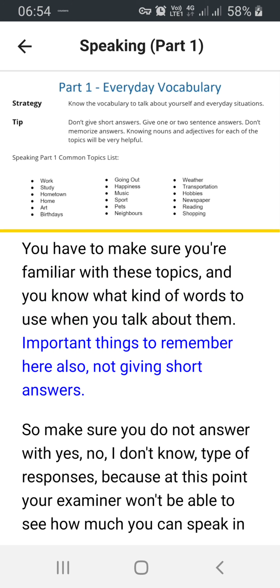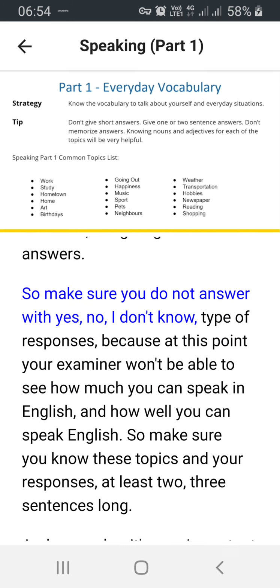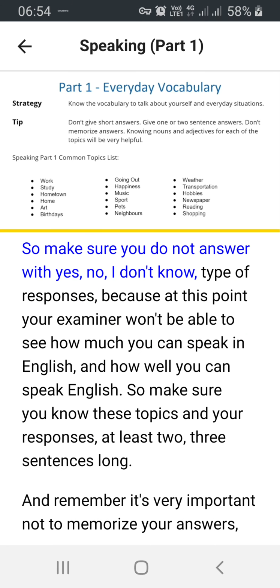An important thing to remember here also is not giving short answers. Make sure you do not answer with yes, no, or I don't know type of responses, because at this point your examiner won't be able to see how much you can speak in English and how well you can speak English. So make sure you know these topics and your response is at least 2-3 sentences long.